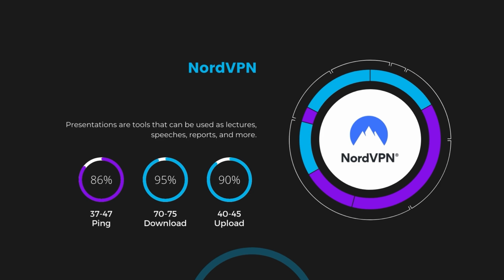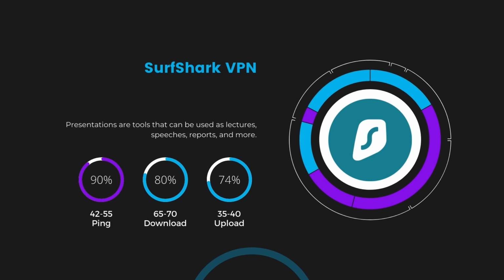This efficiency is attributed to NordVPN's NordLynx protocol, ensuring residents of Connecticut can enjoy rapid online activities and streaming with minimal interruption. Next in line is Surfshark, which exhibited a more considerable effect on ping, maintaining it within the 42 to 55 milliseconds range. Surfshark stands out for its negligible reduction in download and upload speeds, which are at 65 to 70 megabits per second and 35 to 40 megabits per second. This makes Surfshark a strong option, particularly with its offer of unlimited simultaneous connections.